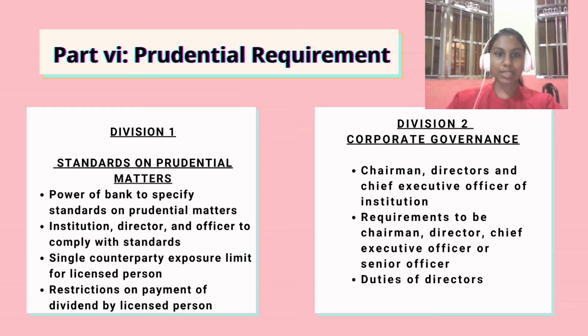First, let me explain Part 5, Prudential Requirements. Division 1: standards on prudential matters. Power of the bank to specify standards or prudential methods. The bank may establish prudential requirements to promote institutions with strong financial condition, as well as honesty, professionalism and experience in the conduct of the institution's business. Standards may include those related to capital adequacy, liquidity, corporate governance, risk management, related party transactions, and preventing an institution from being used intentionally or unintentionally for criminal activities.